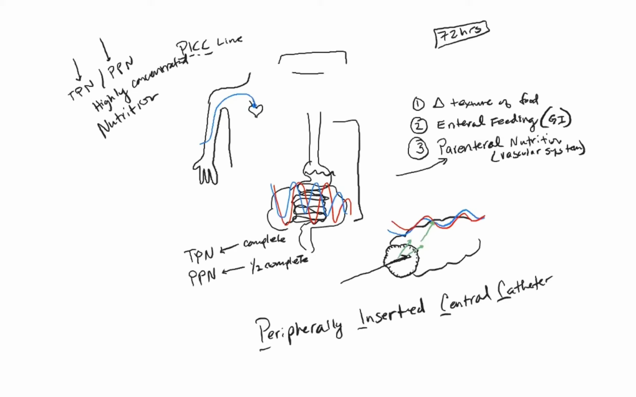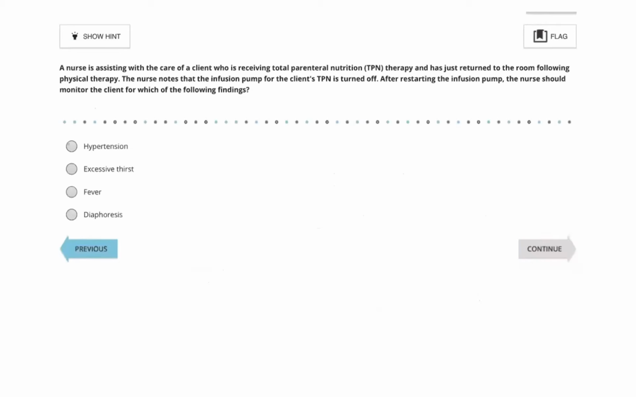Yes, sir. Okay. Any questions so far? No, I got it. Okay. So then we go back to the question. It says, the nurse is assisting with the care of a client receiving TPN and has just returned to the room following physical therapy. The nurse notes that the infusion pump for the client's TPN is turned off. And you know the infusion pump, right? It's just a regular infusion pump. That's how they're administering the drips. After restarting the infusion pump, the nurse should monitor the client for which of the following findings? So which of the following do you think we should monitor for when someone's having their TPN started again? Take a guess. It's okay because I'm going to explain it to you anyway, if you don't know.